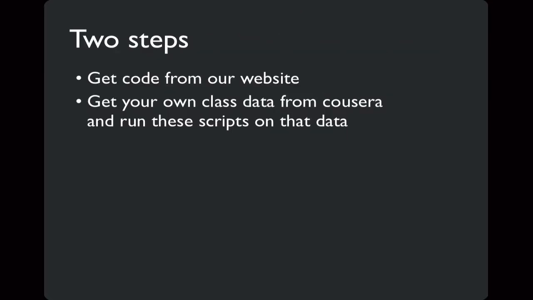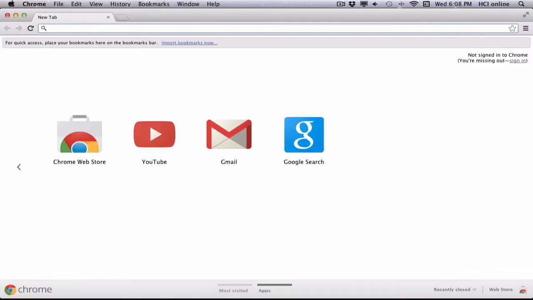There are two steps for using our code on your own class. The first step is to get that code. Second is to get your class data from Coursera's website and run our code on that data. And this video will walk you through that step as well.